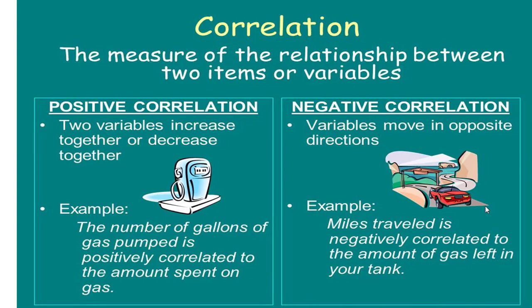Okay, another type of correlation is negative correlation. In this case, variables move in opposite direction. For example, miles traveled is negatively correlated to the amount of gas left in your tank. So when you travel more miles, that means an increase in miles will lead to a decrease in the amount of gas. Okay, so they move in the reverse direction and we call it negatively correlated variables.